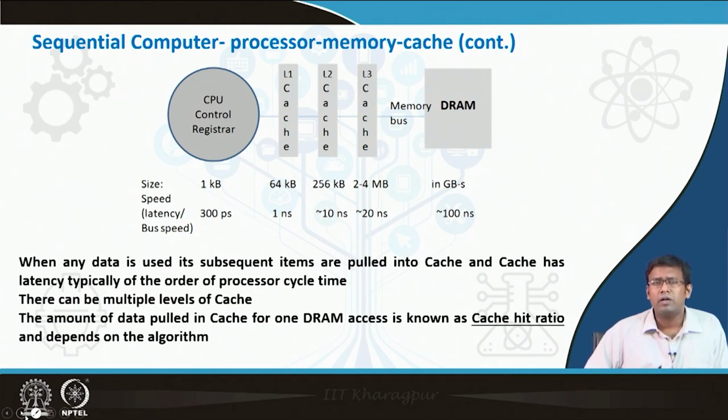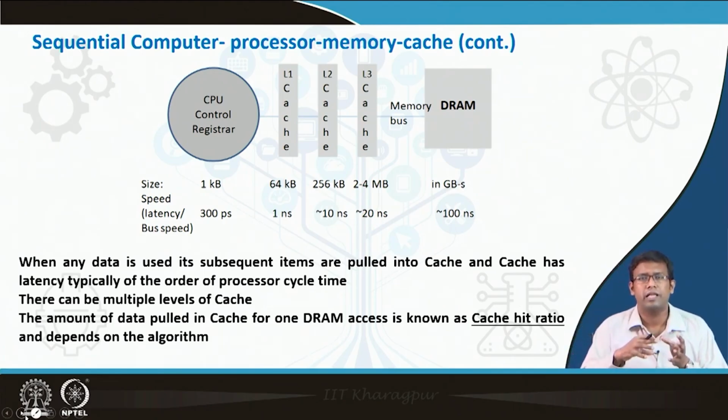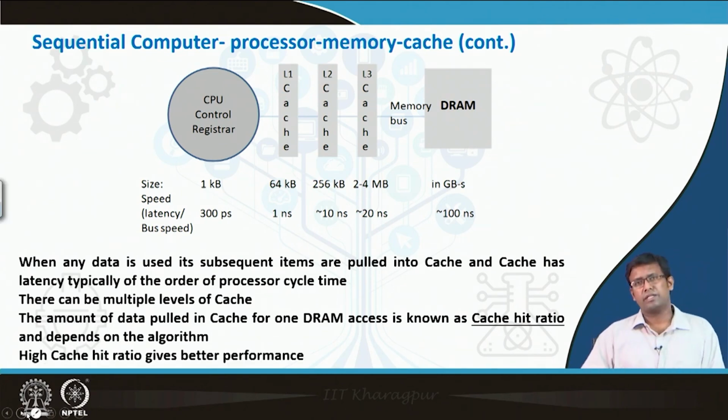So if one access to RAM is required by the CPU, how much data is already in the cache? This is called the cache hit ratio. For a certain amount of data required by the CPU, how much of this data is residing in the cache determines the cache hit ratio. If the cache hit ratio is high, that means most of the data is already in the cache, which is required by the CPU, and the performance will be good. If the cache hit ratio is poor, the performance will be bad. A high cache hit ratio gives better performance.